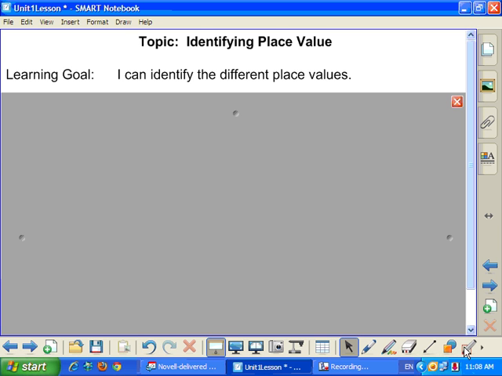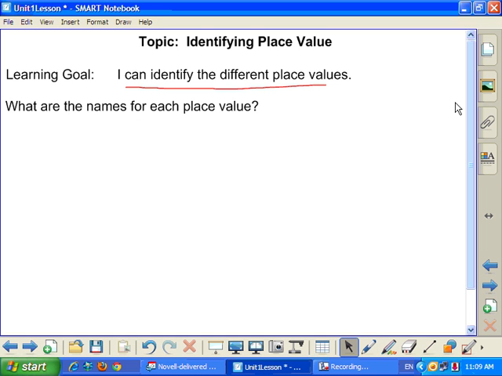All right, welcome to lesson number 3, and we're looking at identifying place value. So all I want you to be able to do today is tell me what column or what place value each number is. So I can identify the different place values. That is our goal for today. When we're looking at the naming, we want to know our columns here. So what are the names of each place value?